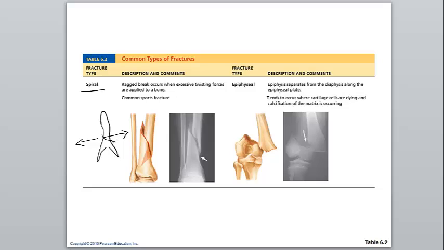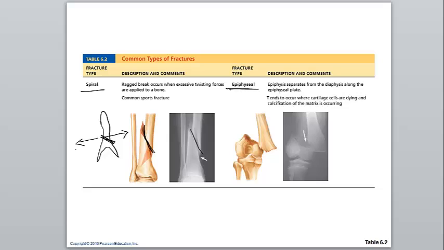So the bone starts to twist and they start to break, hence the spiral fracture right over here. Okay, you can see the spiral fracture. So this is basically what happens. The body is trying to move in one direction. The position of the bone is fixed in one area. Hence, it twists the bone, causing the spiral fracture.